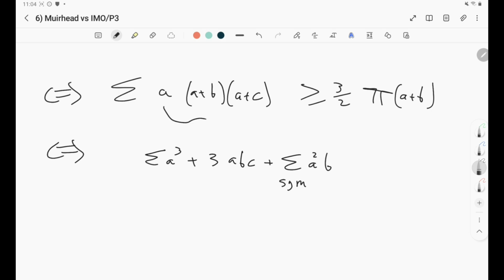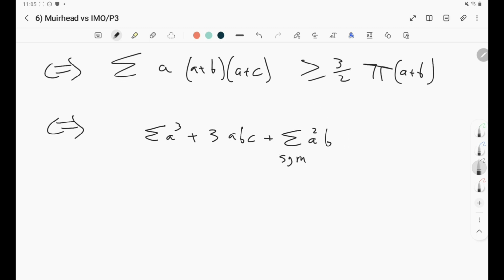It's just like, as we said, a cube here, and you get the sigma. You don't need to expand the other guys. The same thing here, a, b, c. You're going to get sigma abc, which is just 3abc. And a times c is a square c, and a times b is a square b. So this can be included in the sigma symmetric. All right, very good. This is the LHS.